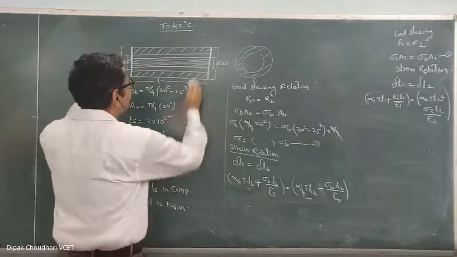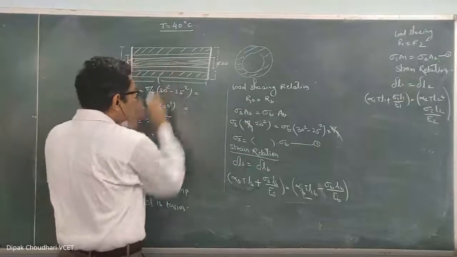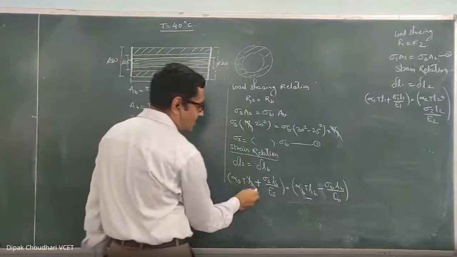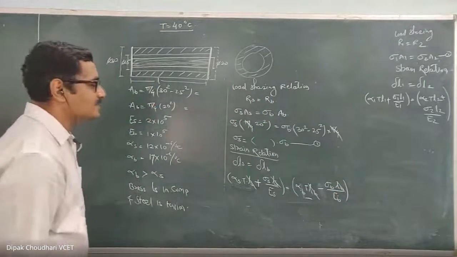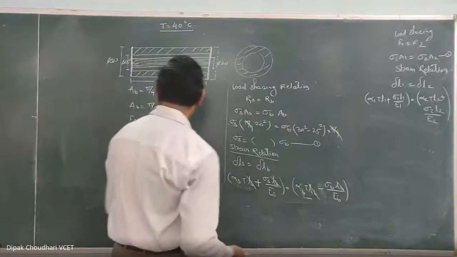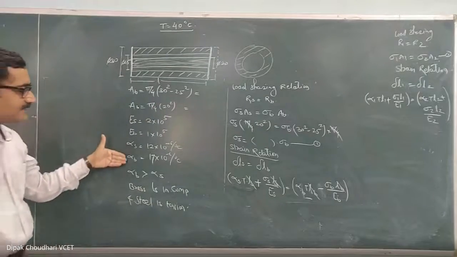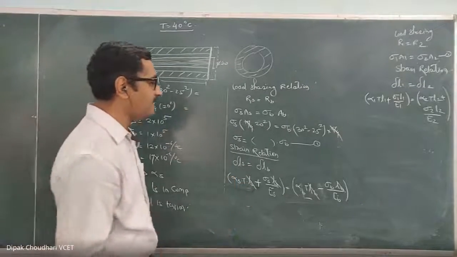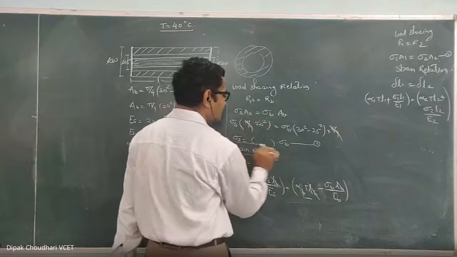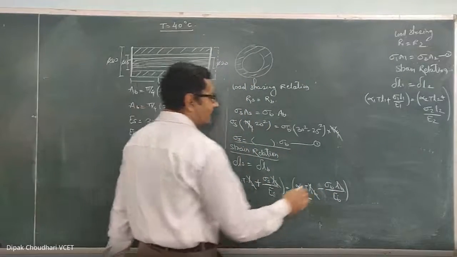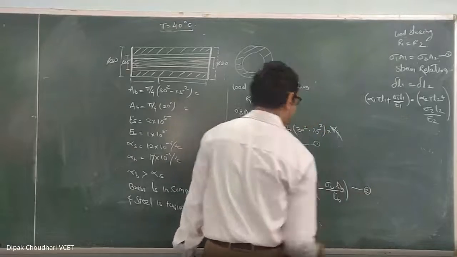Now we'll observe that the length is not given, but for both materials the length is the same. So if I take it common, it will get cancelled because both are the same. Now just substitute the values. You will get another equation. Everything is given: ES, EB, alpha B. T is given. You will get one relation between sigma S and sigma B. This is another relation between sigma S and sigma B. Solve those two equations and tell me the answer.